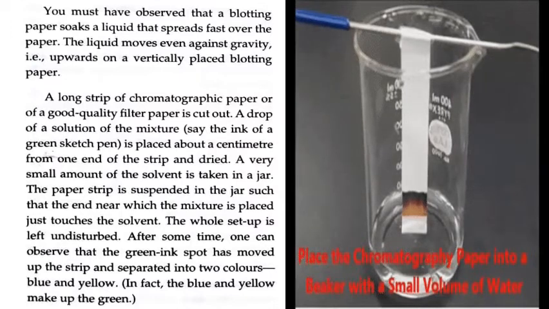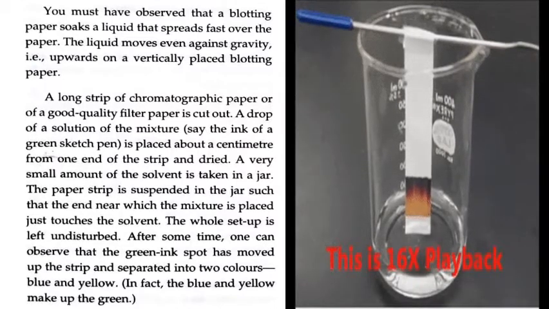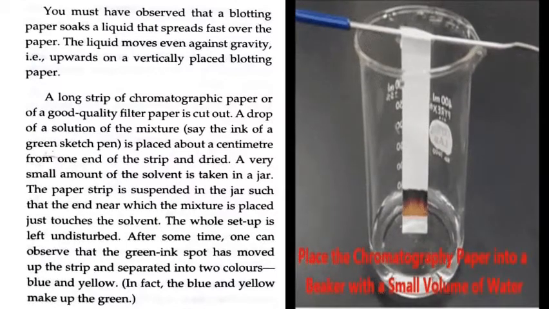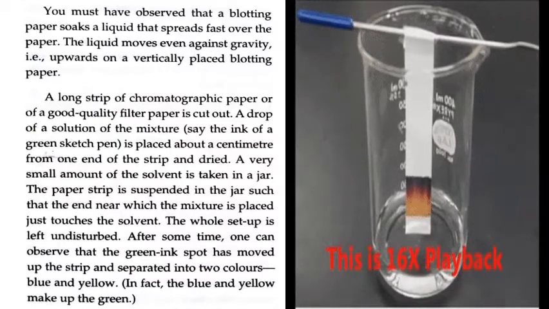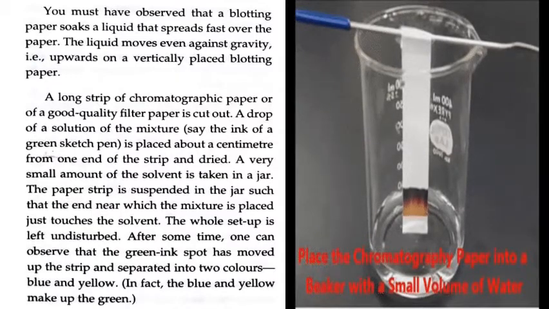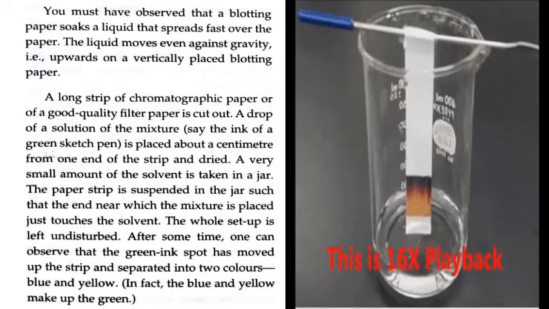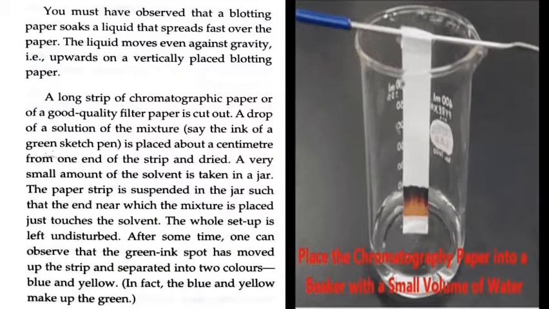A drop of a solution of the mixture, say the ink of a green sketch pen, is placed about a centimeter from one end of the strip and dried. A very small amount of the solvent is taken in a jar. The paper strip is suspended in the jar such that the end near which the mixture is placed just touches the solvent.